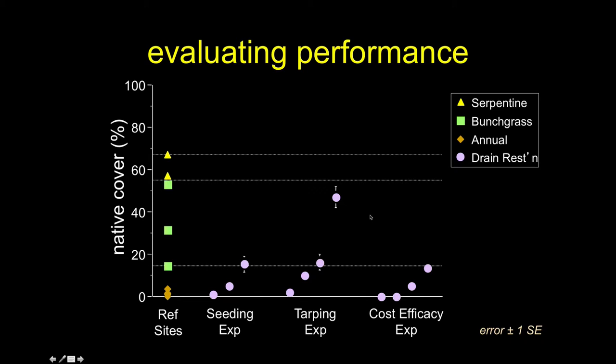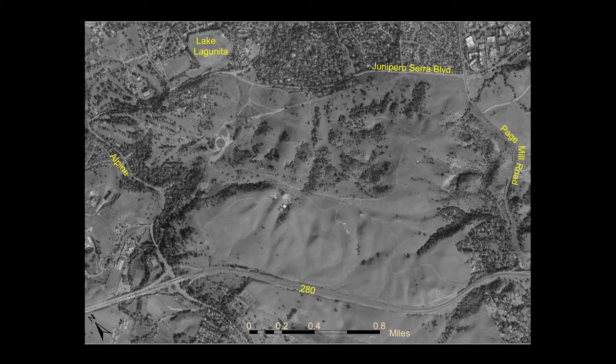By using this phased approach and taking an experimental approach to restoration, we can figure out for our particular site with our particular conditions what's the best response. Maybe the best response in coastal California is not going to be the best response on the eastern side of the Sierras. Maybe it is, maybe it's not. But this approach allows us to know for sure, or with a much greater confidence.